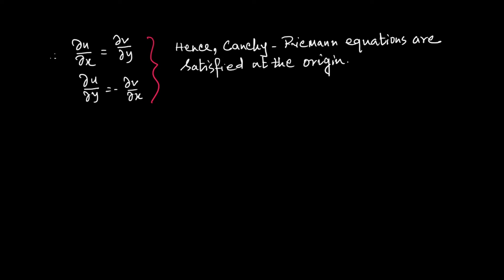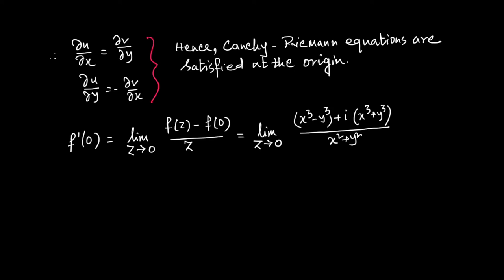So now let us try to find out the derivative of the function at the origin. By definition, f dashed at 0, that means the derivative of f(z) at z equals 0, can be written as limit z tends to 0 of (f(z) minus f(0)) divided by (z minus 0), that is z. Now if I plug in f(z) and f(0), we know f(0) is 0 and f(z) is the expression that is available in the question. So we get f(z) minus f(0) into 1 by z. So that is 1 by x plus iy. So this is my f prime 0.